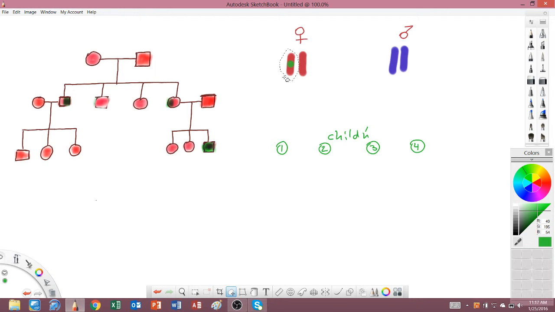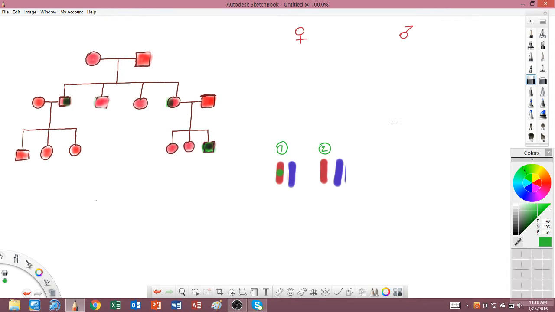So one child gets this chromosome from mom, and the second child gets this chromosome from mom. In this case, I guess this is not much, so I'll just keep it 2. And this guy gets this chromosome, and this gets this chromosome. Let's erase these. So look, 2 children. One child gets a normal copy from mom, and one child gets an abnormal copy from mom. Both paternal copies are normal, no big deal.